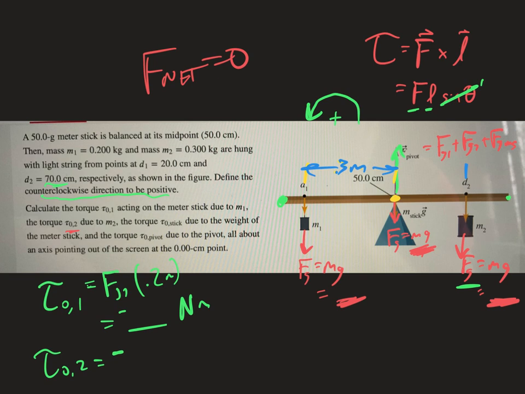This one for me is at 70, that's at 50, so it's going to be 0.2 meters for F2, or tau 50,2. The ones that would make it turn counterclockwise, the positive direction, there's only one. That would be that one right there. Force 2 would cause it to go in the negative direction. The pivot and the meter stick are both acting at the pivot point, so the distance from the pivot is 0. And that tells me right away that the torque is going to be 0.